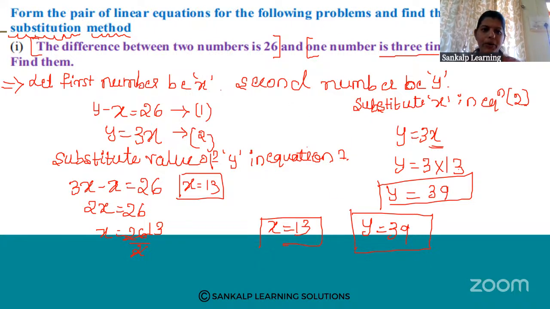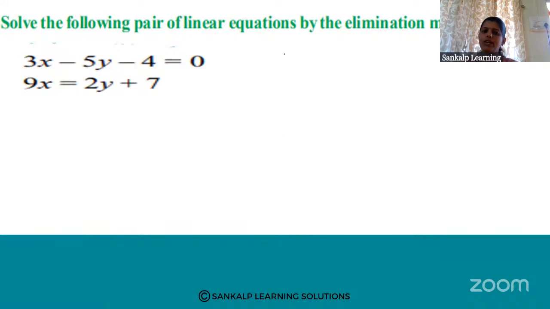Understood? Okay. So shall we move to the next question? Solve the following pair of linear equations by elimination method. Here they have mentioned elimination method. That means here we need to use elimination method. So for that, first we'll write down the equations. 3x minus 5y minus 4 equal to 0 and 9x is equal to 2y plus 7.